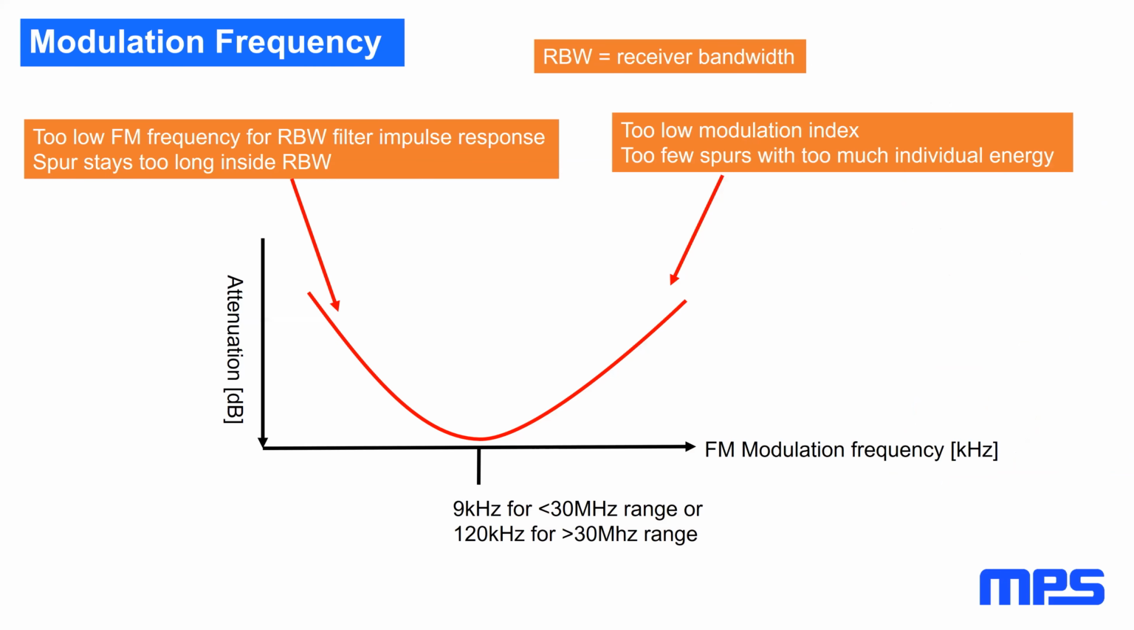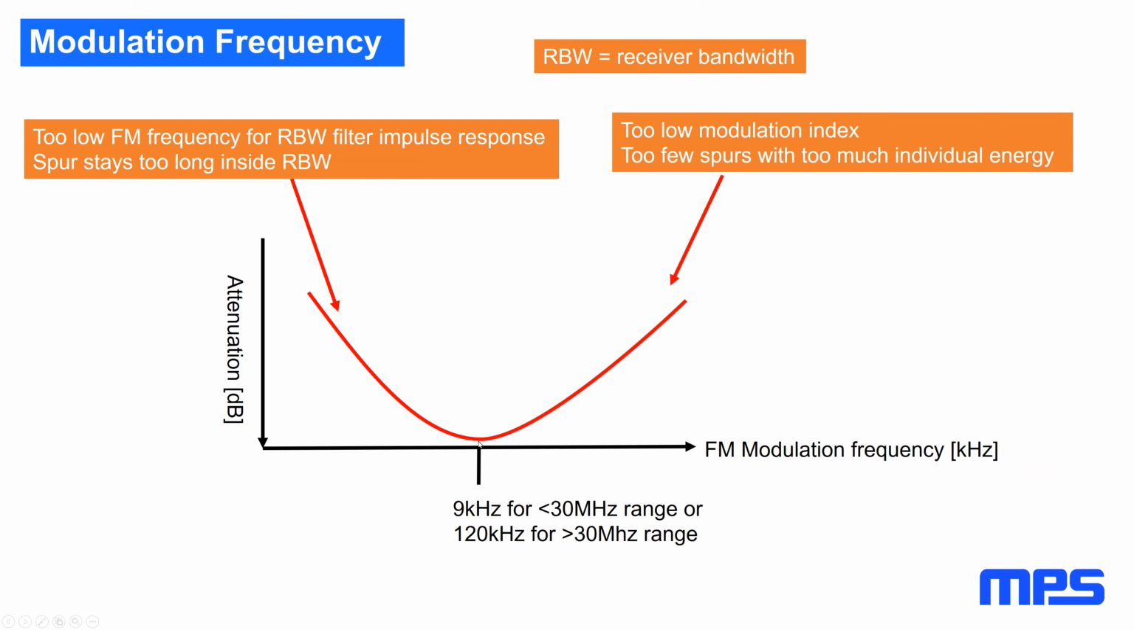Okay, so what we learned is that for the attenuation, there is an optimum frequency, typically around where the receiver bandwidth lies. For the range lower than 30 megahertz, a modulation frequency around 9 kilohertz would give optimum results. For the 100 kilohertz receiver bandwidth area, for the higher frequency range, it would be 120 kilohertz.